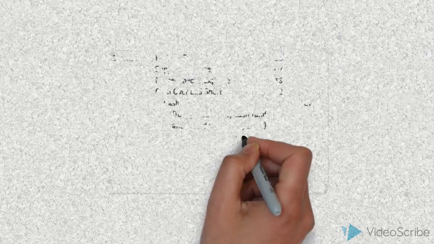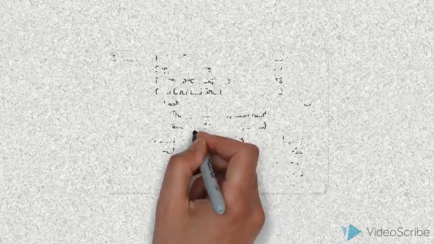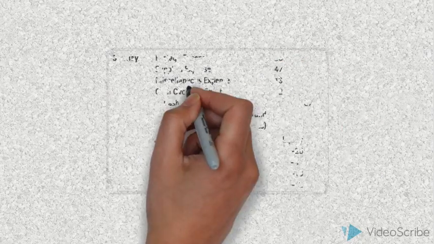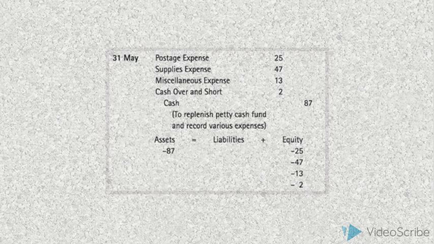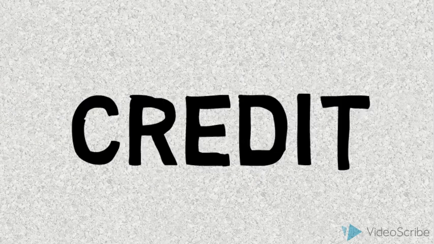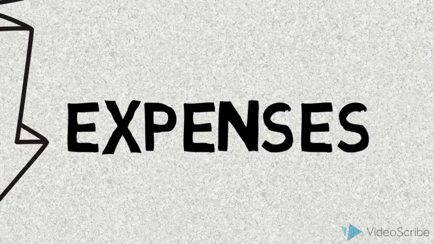Finally, in the case that there is a difference between the amount in receipts and the cash needed for replenishment, then the difference is charged to an account called cash short and over. This account can be recorded both as a debit and as a credit. A debit increases expenses, whereas a credit decreases expenses.